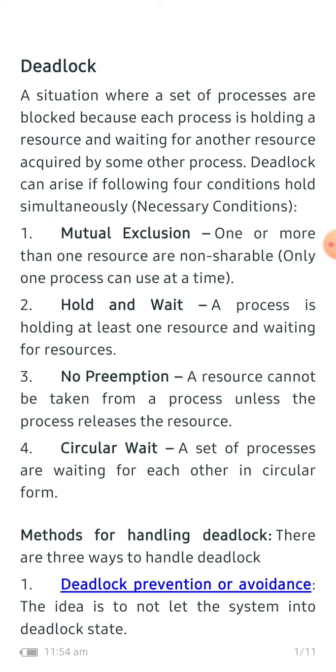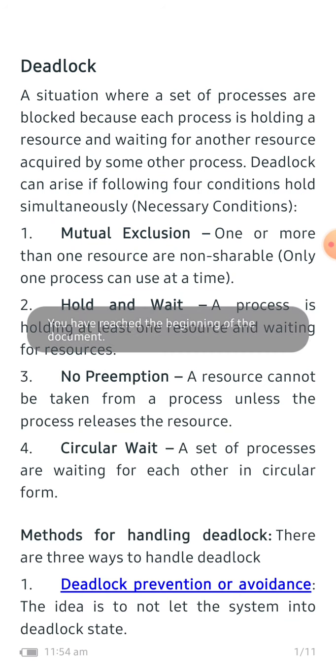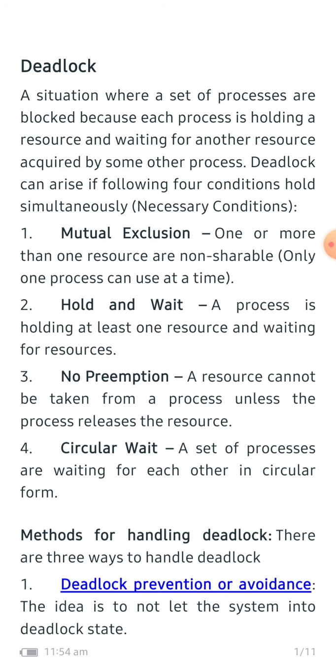There are four conditions. First is mutual exclusion, second is hold and wait, third is no preemption, next is circular wait. First condition is mutual exclusion. One or more than one resources are non-shareable, only one process can use a resource at a time. In mutual exclusion, only one process can use the resource at a time.